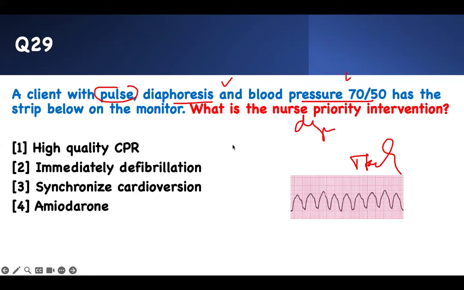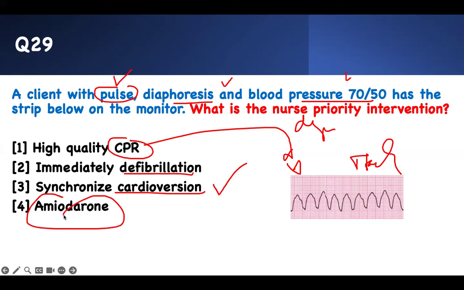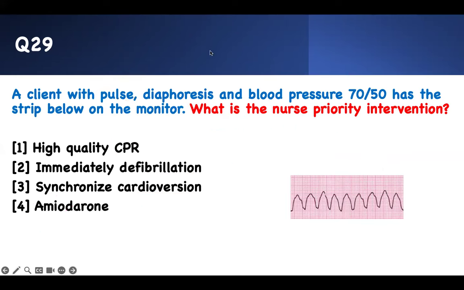The patient has symptoms. You've got to act fast. CPR does not require a shock, and CPR right away is for when the patient has no pulse. Defibrillation, this is not a defibrillator rhythm. It's not shockable. You do synchronized cardioversion because medication at this time is too late. My blood pressure is low, I'm sweaty, and I have symptoms from the VTAC. So synchronized cardioversion.